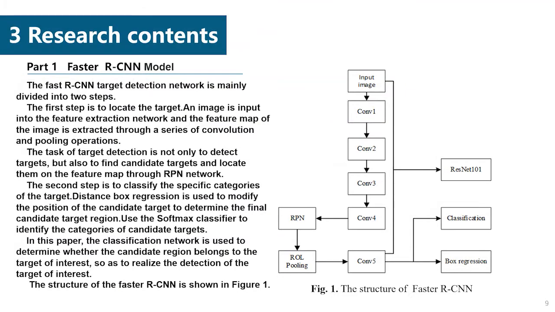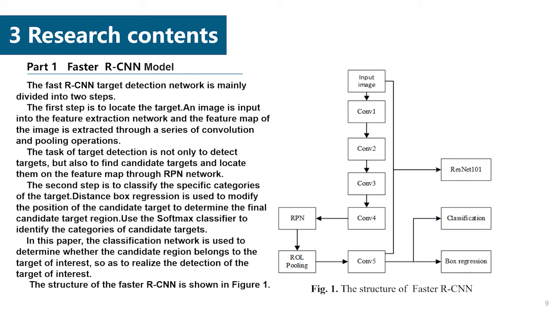Faster RCNN model. The Faster RCNN target detection network is mainly divided into 2 steps. The first step is to locate the target. An image is input into the feature extraction network, and the feature map of the image is extracted through a series of convolution and pooling operations. The task of target detection is not only to detect targets, but also to find candidate targets and locate them on the feature map through the RPN.